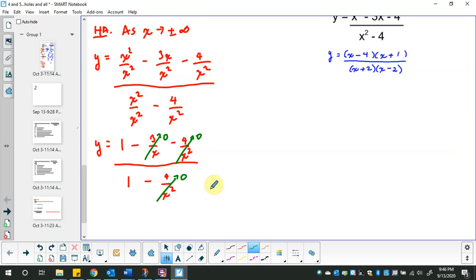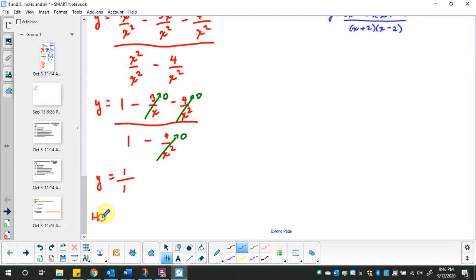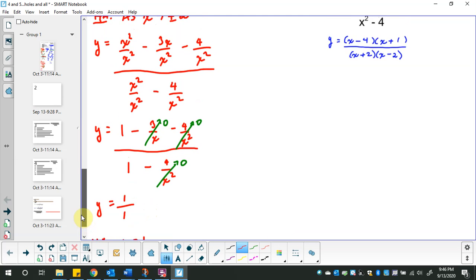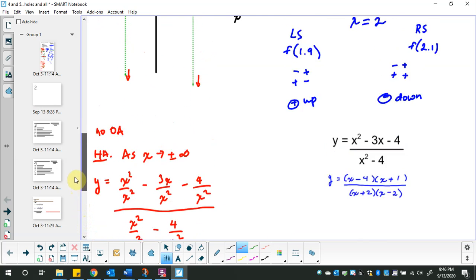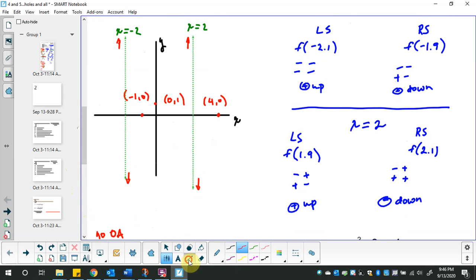If you've forgotten why, go back and take a look at the horizontal asymptote note or the video. So 1 minus 0 minus 0 is 1. 1 minus 0 is 1. And the horizontal asymptote ends up being y equals 1. So now I can put on, if I choose, and remember you can add this stuff at the very end, halfway in between, I've got a horizontal asymptote through 1.